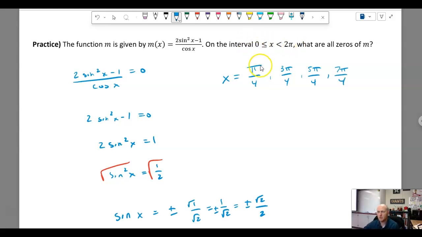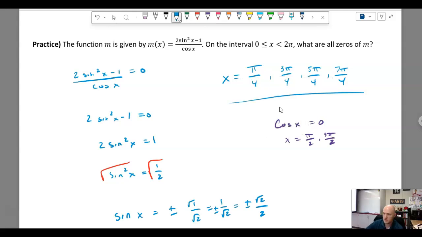Just on that window. And do we have to exclude any of these angles? You have to check here. Where is cosine of x equal to 0? Well, that happens at the north and the south pole. Guess what? None of these values intersect these, so we are golden. There's our answers. Pretty straightforward. How do you find zeros of a rational function, including trig functions? Set your numerator equal to 0, solve. Just make sure that none of your solutions make the denominator 0 as well.